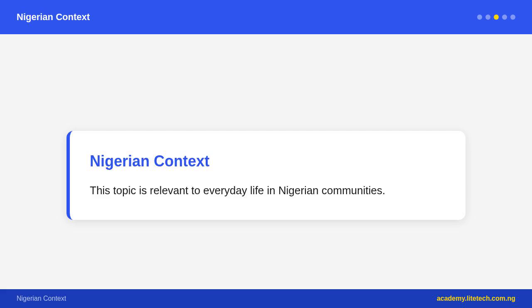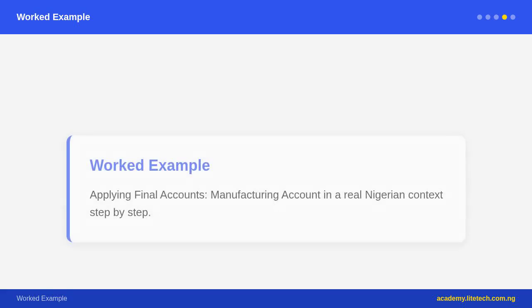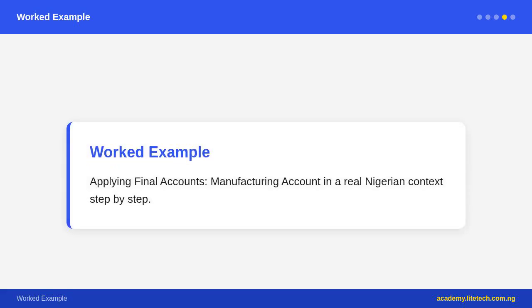Key terms. Raw materials, basic inputs used in production, cotton, iron, flour. Work in progress, WIP, goods that have been started but not yet completed. Finished goods, completed products ready for sale. Prime cost, direct materials plus direct labor. Factory overhead, indirect cost of running the factory.